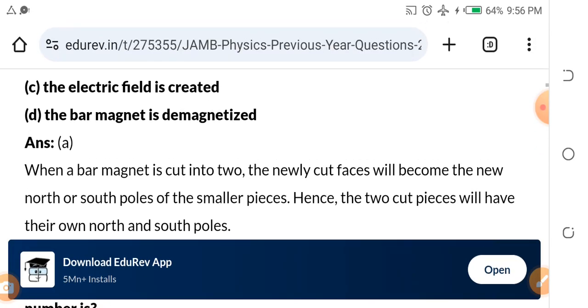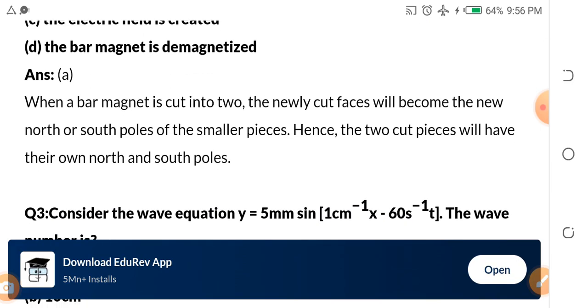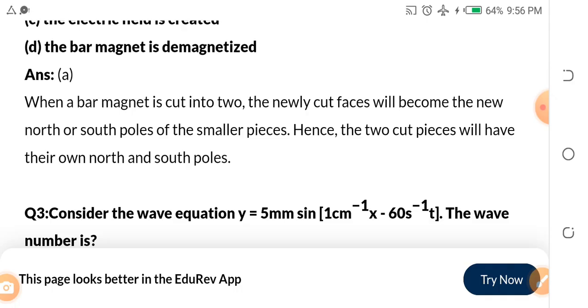Now, back to our explanation. When a bar magnet is cut into two, the newly cut faces will become the new north and south poles of the smaller pieces.